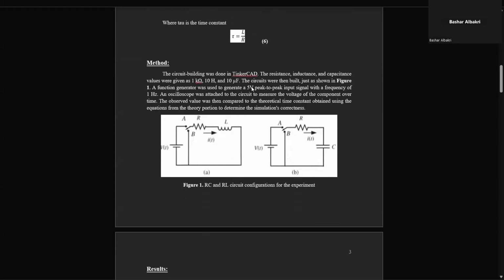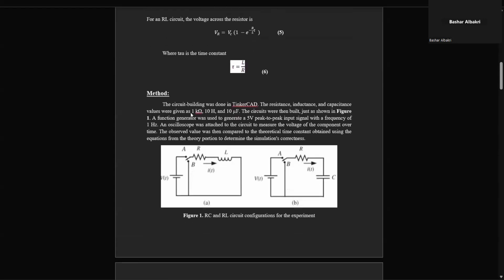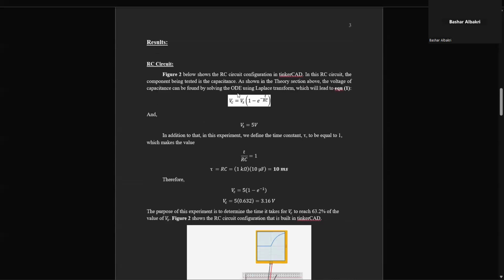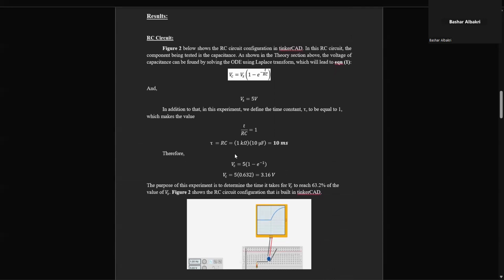We built the circuit in Tinkercad, and these were the following values: 1 kilo ohms, 10 Henry, and 10 microfarad. The function generator generates a 5 volt peak-to-peak input signal with a frequency of 1 hertz, and we use an oscilloscope to measure the behavior. For the RC circuit, we use this formula to end up finding that the time constant by definition has to be equal to 1.